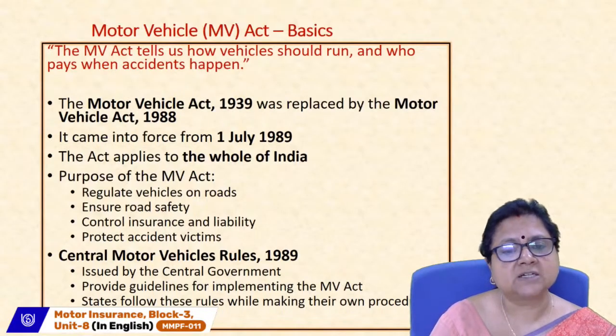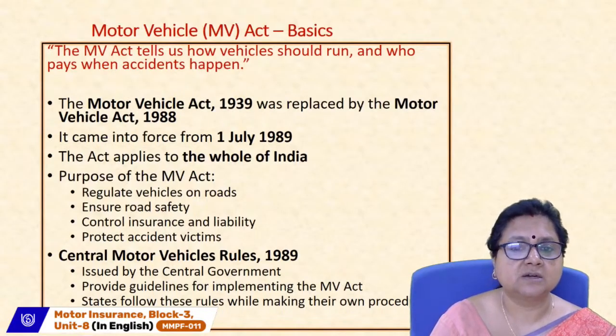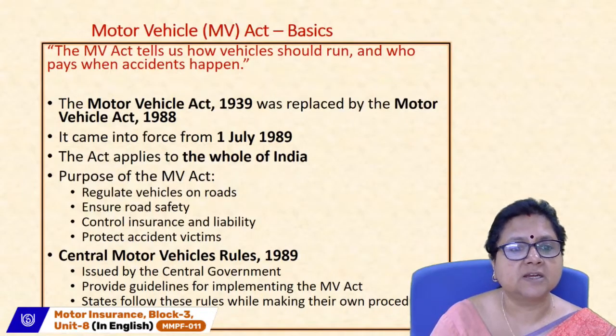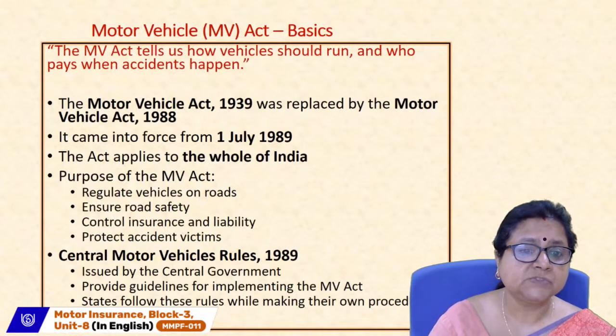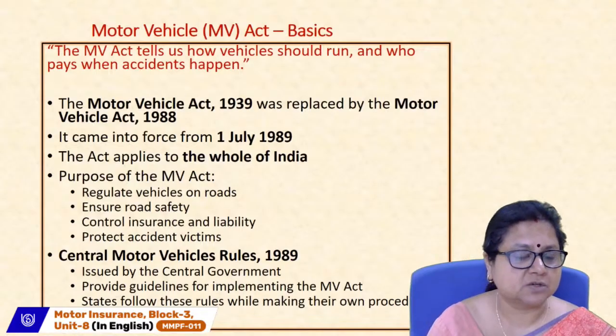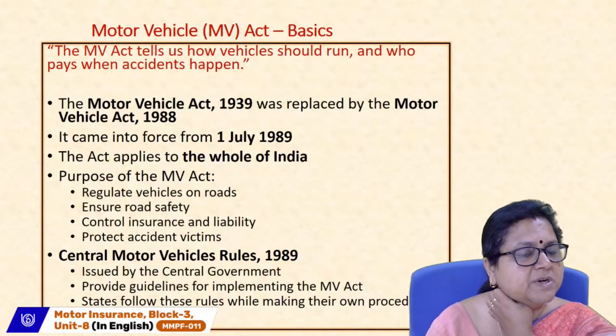The Motor Vehicle Act was introduced in 1939, which was replaced by another Motor Vehicle Act in 1988, and this came into force from 1st of July 1989, and this act is applicable to the whole of India. So there is no specific act of motor vehicles that is segregated to different state governments.